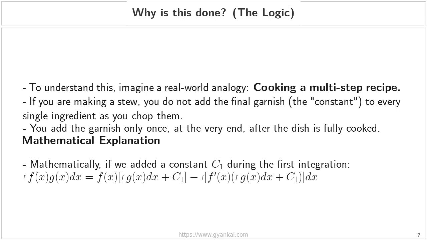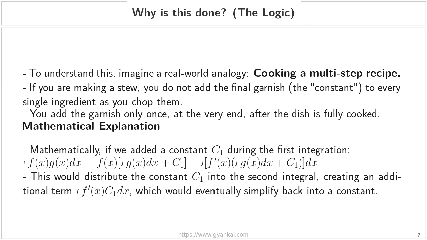The integral of f of x times g of x dx equals f of x times the integral of g of x dx plus C1, minus the integral of f prime of x times the integral of g of x dx plus C1 dx. Notice what happens when we distribute that C1 into the second integral. It creates an additional term, the integral of f prime of x times C1 dx. But what does that integral simplify to? Well, since C1 is just a constant, the integral of a constant times f prime of x is simply the constant times f of x, so it just simplifies back into a constant.